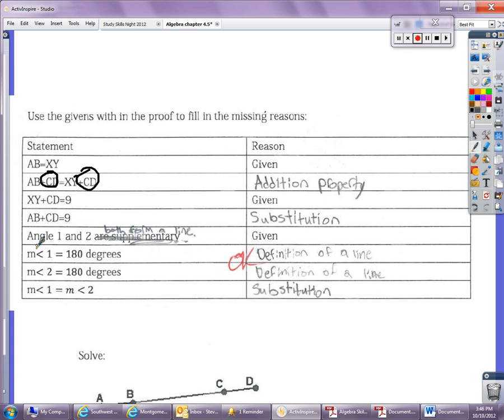Now, angle 1 and angle 2 both form a line. That's a given. So the measure of angle 1 equals 180 degrees, that is the definition of a line, because we've said that they form a line, and all lines are going to form 180 degrees. The measure of angle 2 is also 180 degrees. That is a definition of a line. And then last, you have 1 equal to 180, 2 equal to 180, and then we're just substituting this into the 180 in the other line. So that would be the substitution property.